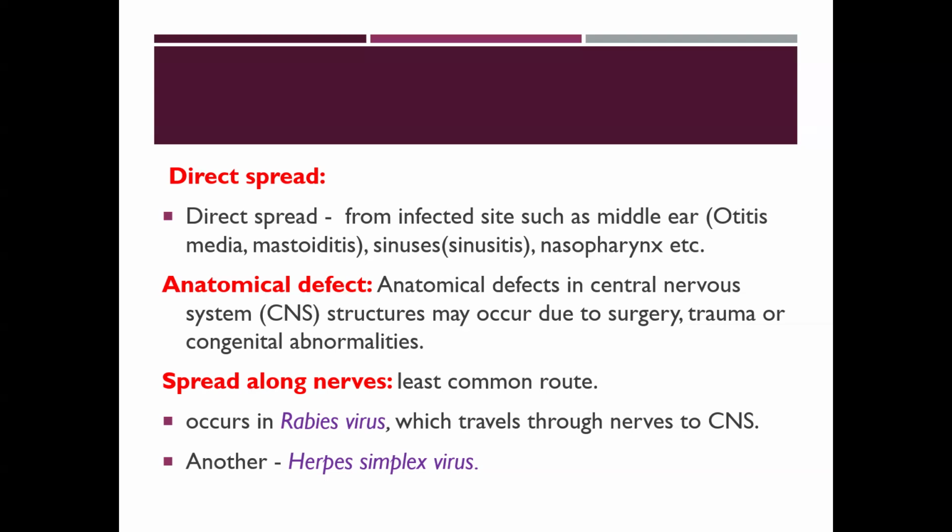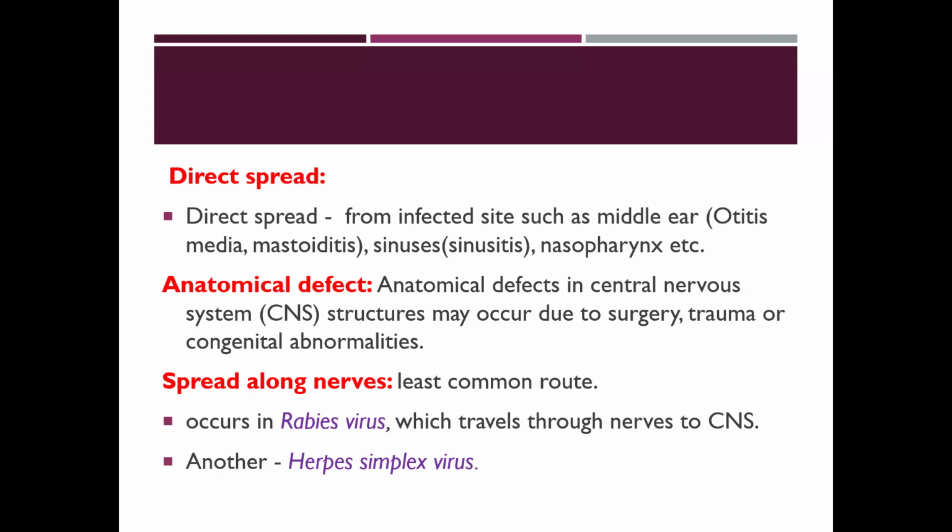And next, spread along the nerves. Spread along the nerves is the least common route. This generally takes place in the rabies virus. As you know, the rabies virus is transmitted by dog bite. Initially, the virus enters the peripheral nervous system. Once they multiply, they reach the central nervous system. It is a little bit of a slow process. So the rabies virus travels through nerves to the central nervous system, and another one is the herpes simplex virus. So these are the routes of infection.